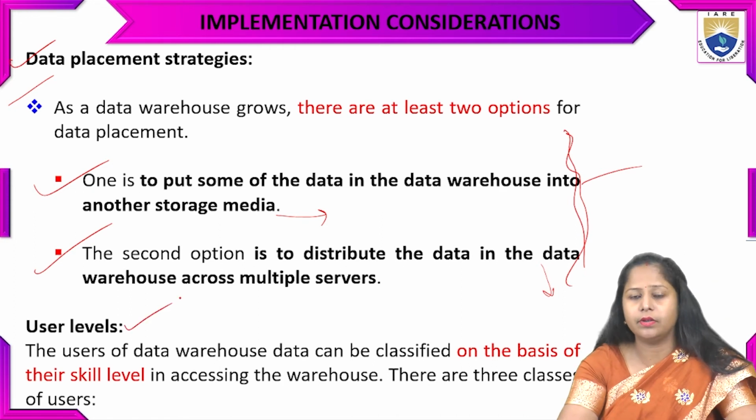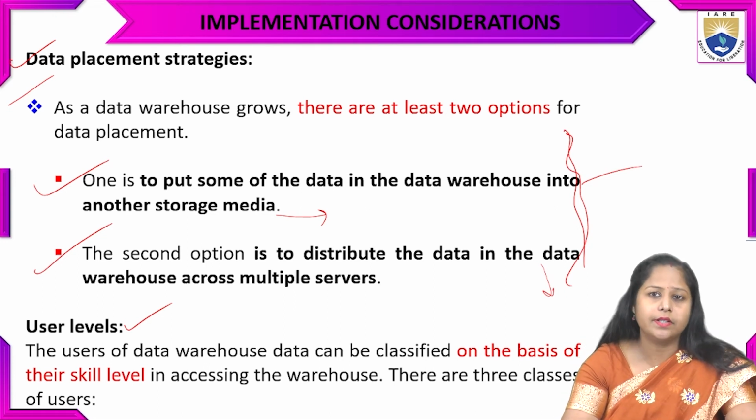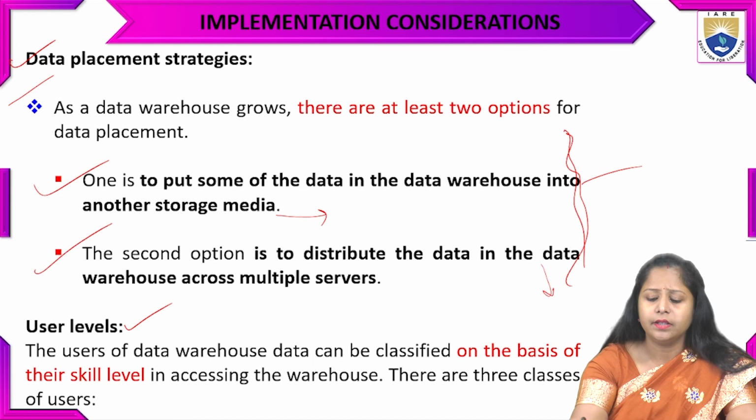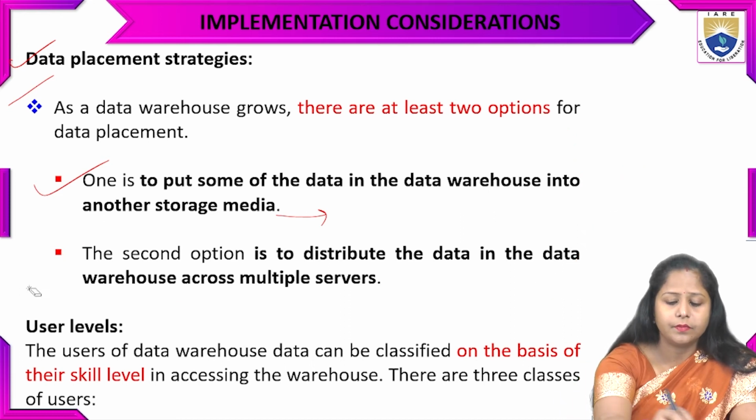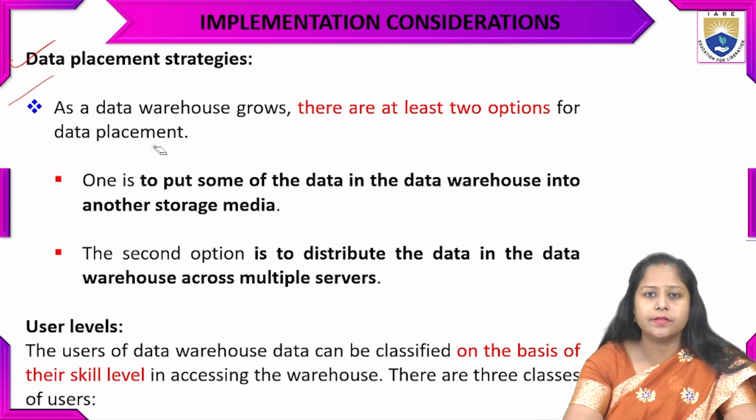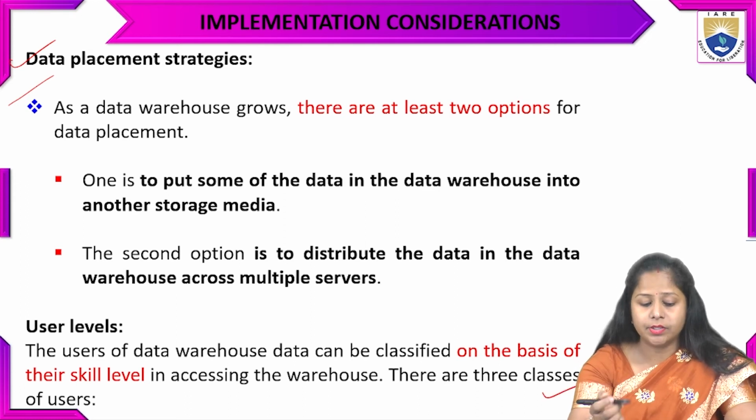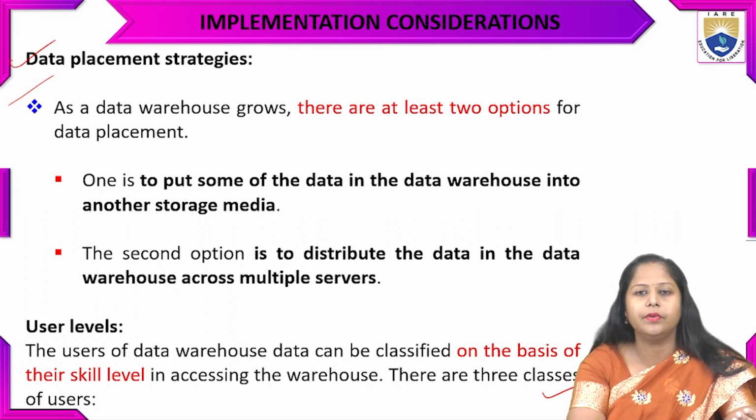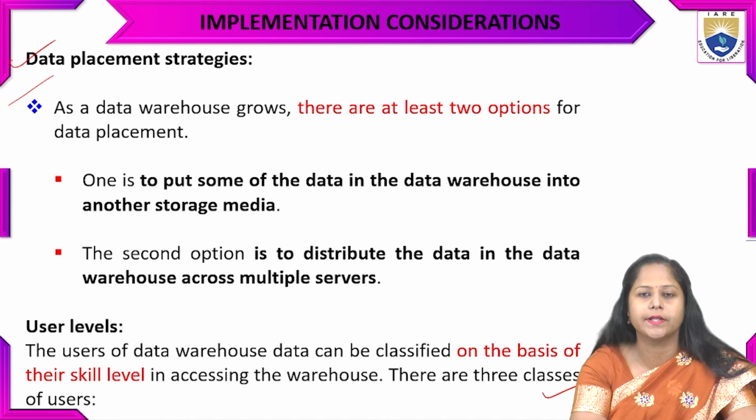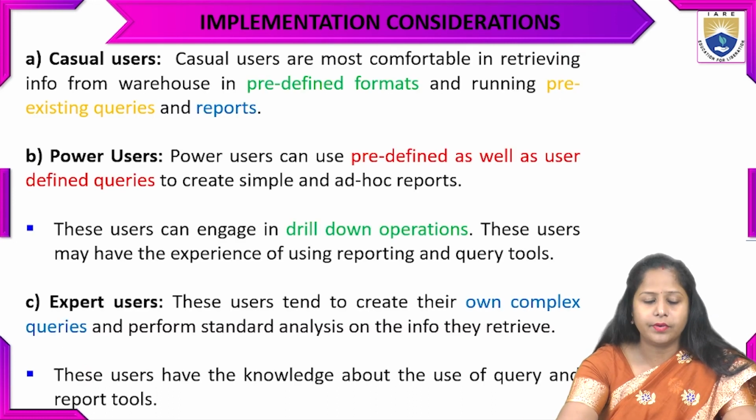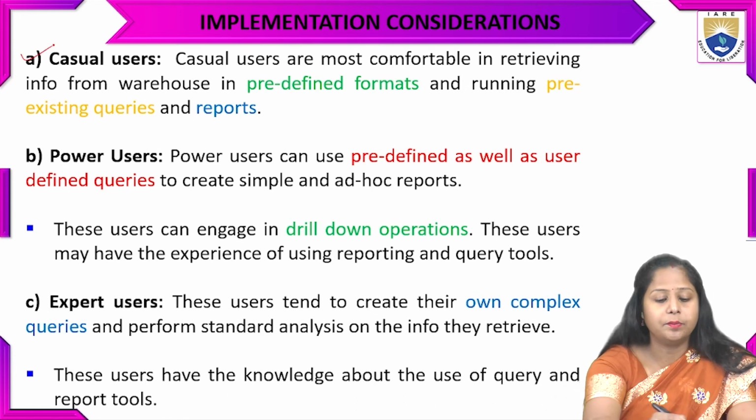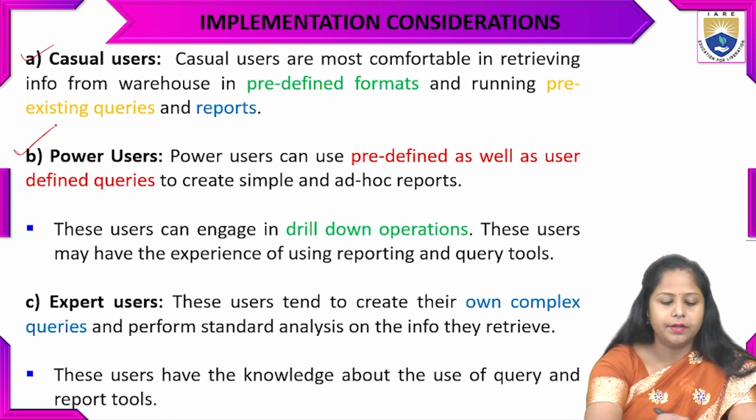At the user level, the users of the data warehouse are classified on the basis of their skills. On the basis of that, they access the data from the data warehouse, and different types of data are divided according to their skills. So the users are divided into three classes: the first is casual users, the second is power users, and the third is expert users, right?